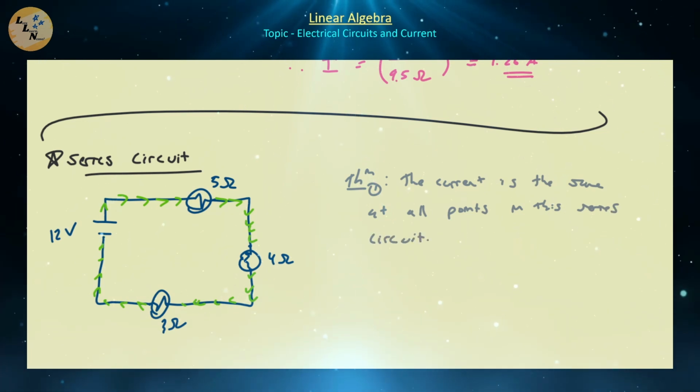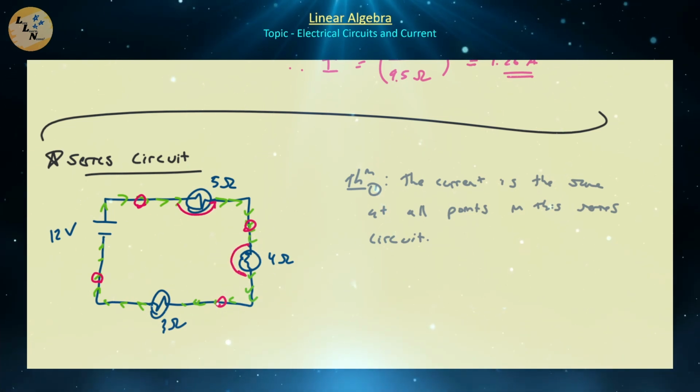That is, even though these resistors have different resistances, the resistance at this point is the same as that point, is the same as that point, and the resistance across that point and the resistance across that point are all equal to each other. So with this, one can ask, well, what is the resistance at any particular point?